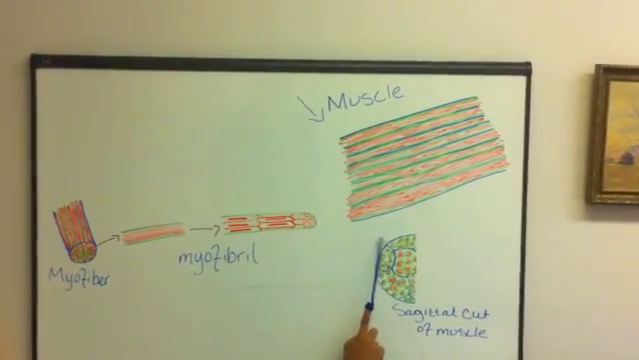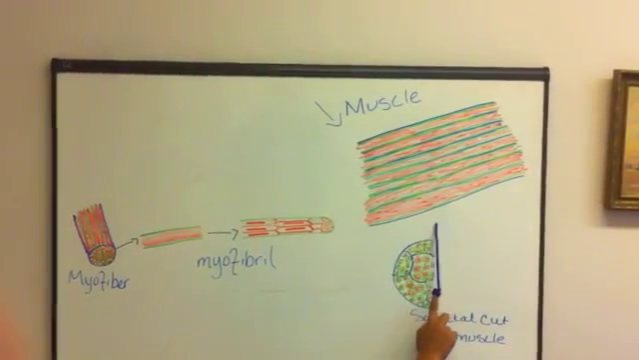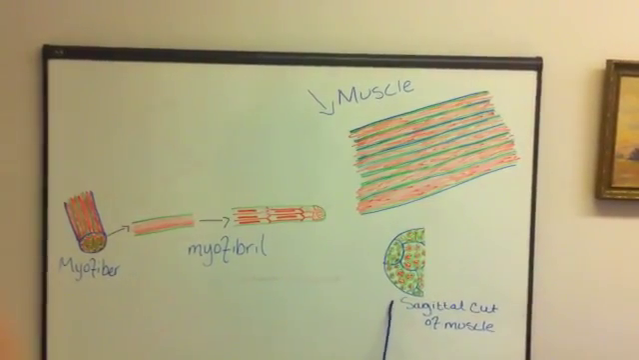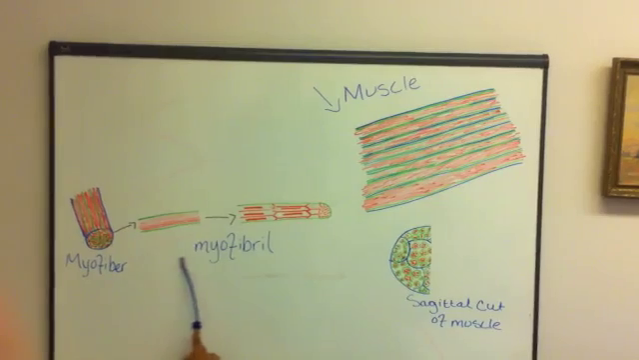Surrounding the entire muscle is the epimysium. The whole muscle is made up of many fascicles. Every fascicle is encircled by the perimysium. Both the epimysium and perimysium are dense, irregular connective tissue.